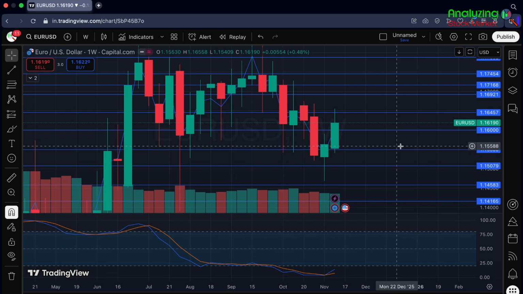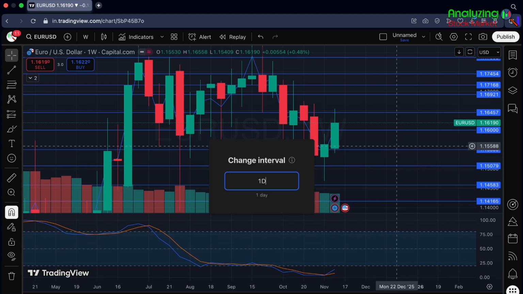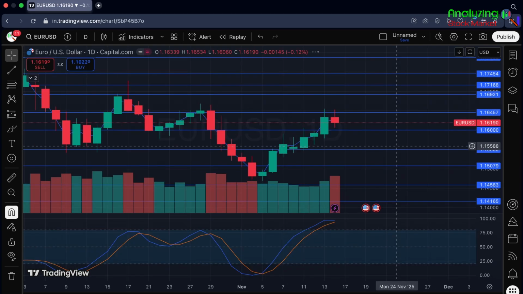Now let's mark some important support zones and resistance zones on a one-day chart. So this is a one-day chart.